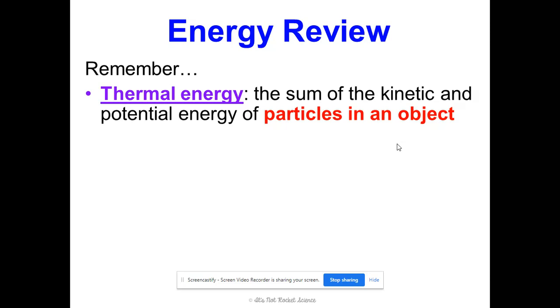So energy review. Some of this we have maybe talked about. Some of this maybe isn't review for you guys because we may not have gotten to this part yet, but we do have different kinds of energy. So we do have something called thermal energy. And so this goes under the energy review. Make sure you put this under energy review. So thermal energy is the sum of the kinetic and potential energy of particles in an object.